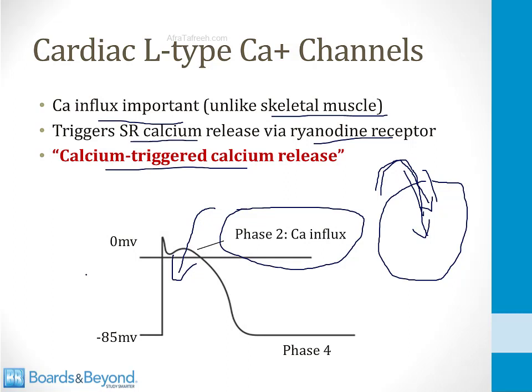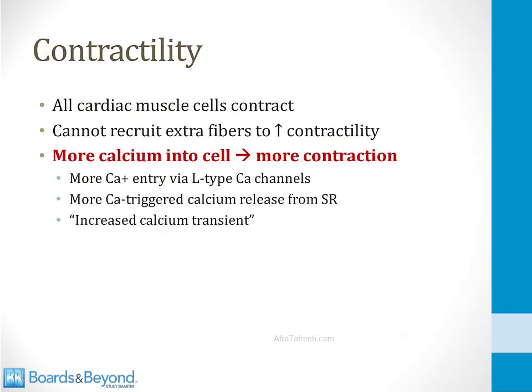Very different from skeletal muscle, where you have a motor neuron depolarizing the muscle cell, and that causes the sarcoplasmic reticulum to release calcium that leads to contraction. Let's talk about contractility. With each heartbeat, all cardiac muscle cells contract. So if the heart wants to squeeze harder and raise the contractility, it can't recruit extra fibers.